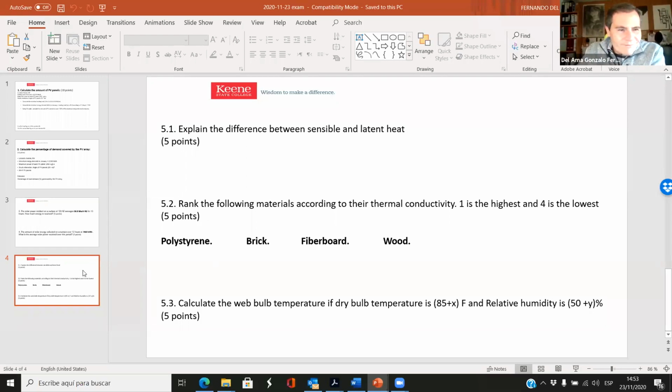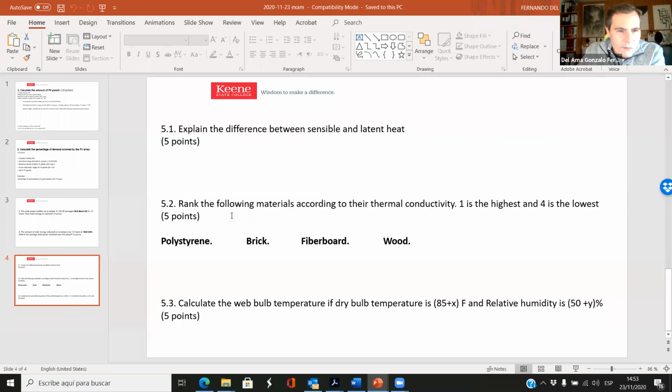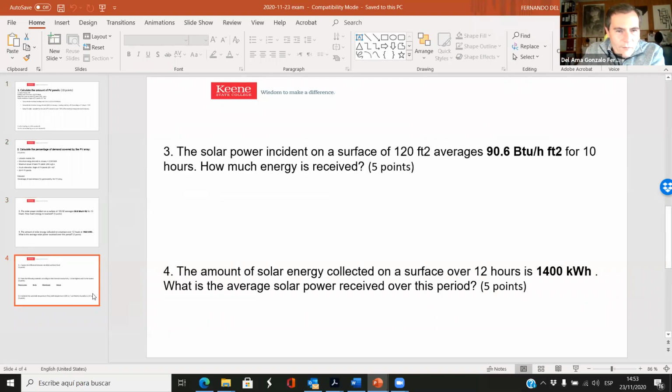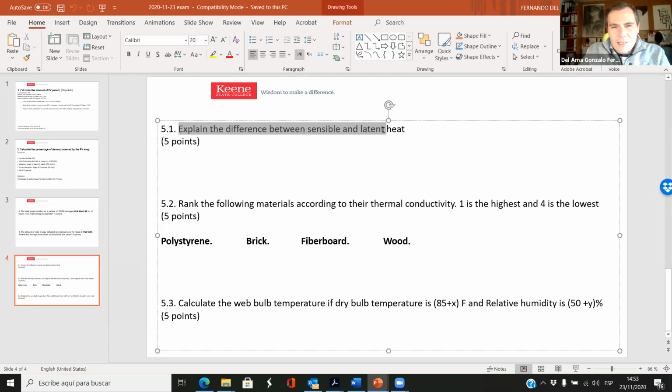So these are different exercises, 1, 2, 3, and 4, 3, 4, 5. They are exercises, questions. I don't mean that we are going to have the same questions or the same exercises on the final exam, but it will be something like this. Okay, so first, explain the difference between sensible and latent heat.